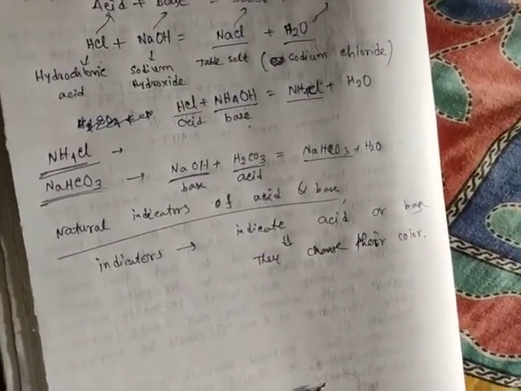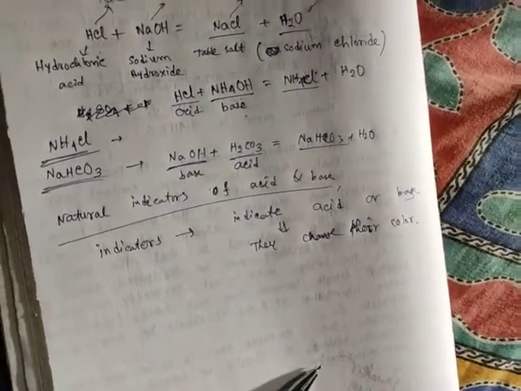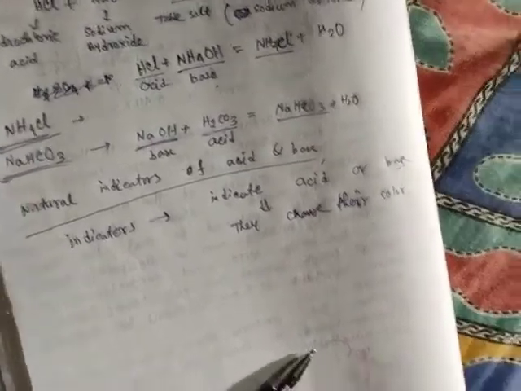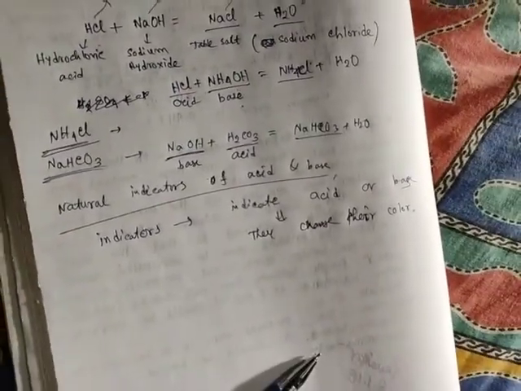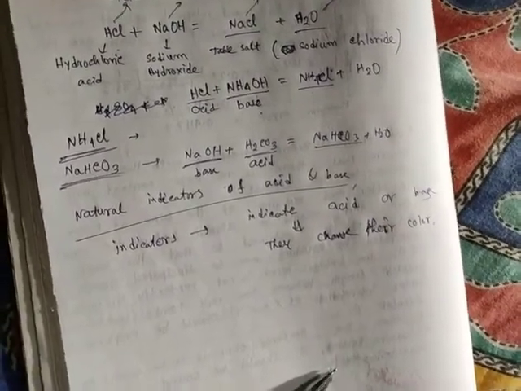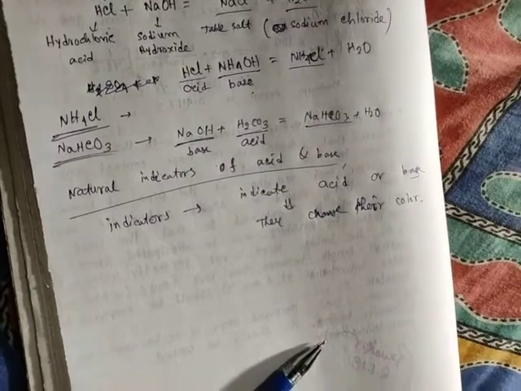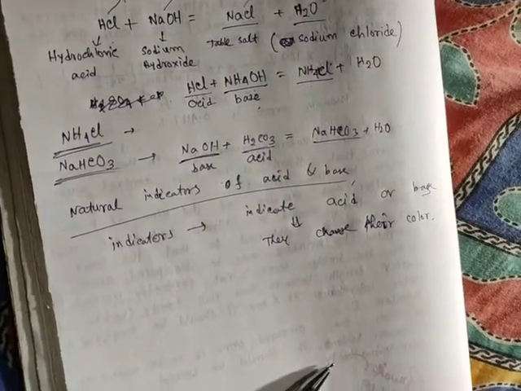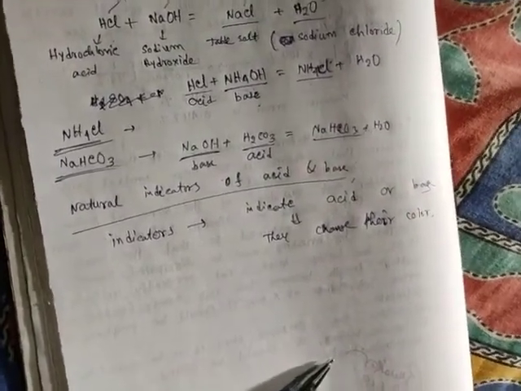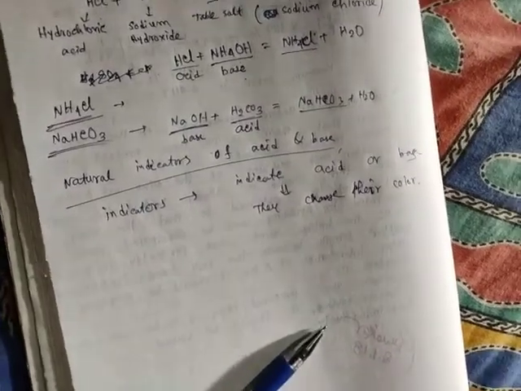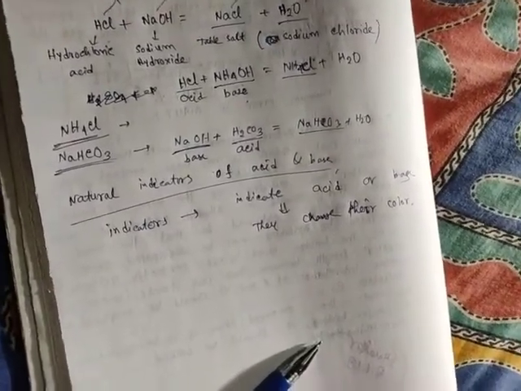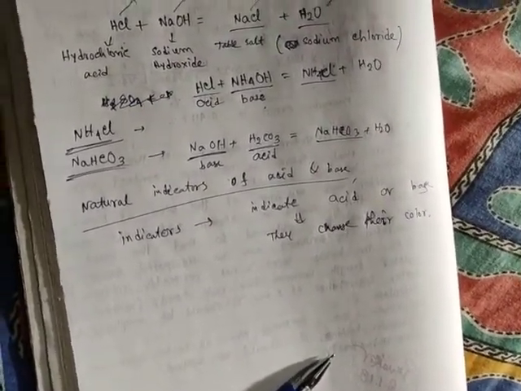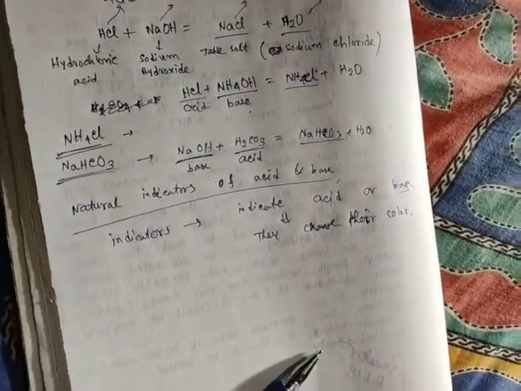By changing their color, they indicate whether it is acid or base. That means they have one color in acid and a different color in base. Some natural colors are found in bases too. When it is dropped in acid, it gives one color, and when it is dropped in base, it gives another, different color. So we can say by seeing the color whether it is acid or base.